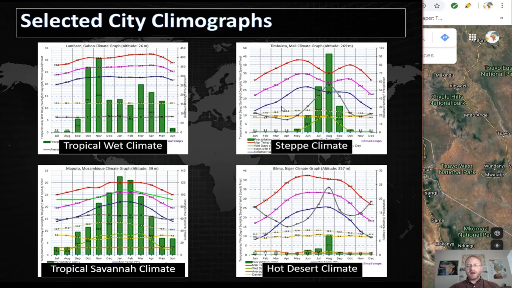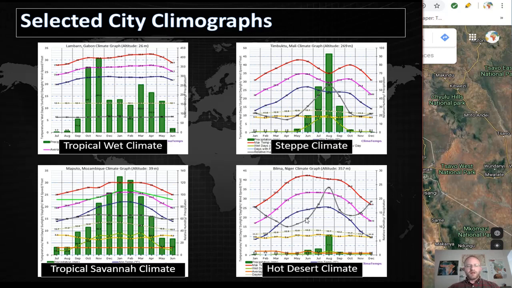Now Timbuktu, Mali, is shown in the upper right. This is considered a steppe climate because of its shrub vegetation, short summer rain, and yearly temperature ranges. Now this is an interesting area because you'll notice that temperatures increase from 22 to 35 Celsius in just 5 months, but dip down to 30 when the rainy season occurs. Now Maputo, Mozambique, in the bottom left here, is considered a tropical savanna climate with thick forests, long monsoon seasons in the summer, as you can see here, and a relatively small range in seasonal temperatures.